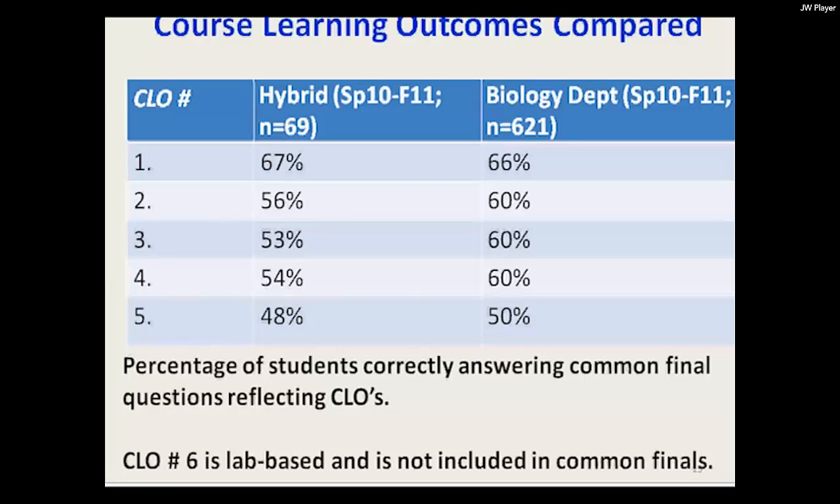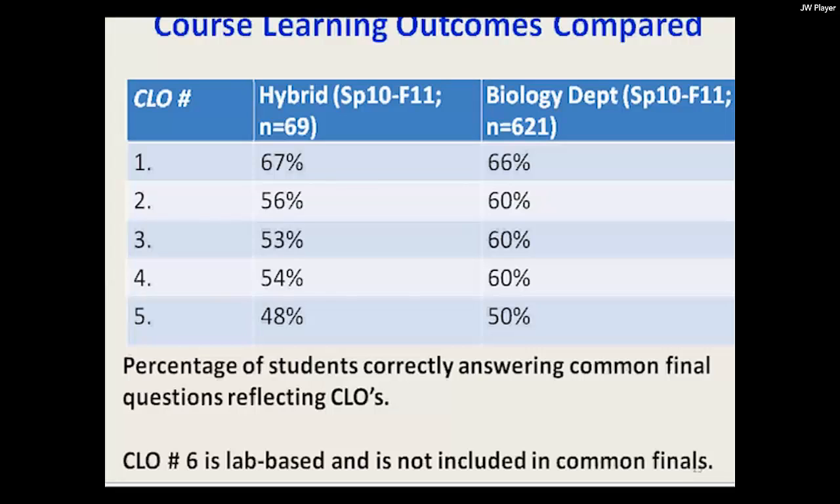So if we compare the course learning outcomes, you'll see that in the beginning of the semester, we seem to be better at meeting those outcomes. For example, for both the hybrid and the traditional, we have about 66% meeting the outcome. And as we go through the semester, actually we go down in meeting those outcomes. So 56%, for example, for the hybrid, 60% for the biology department. So that by the time we get into course learning outcome number 5, which was the reproductive system, the hybrid is already down to only 48%, whereas the biology department wide is 50%.